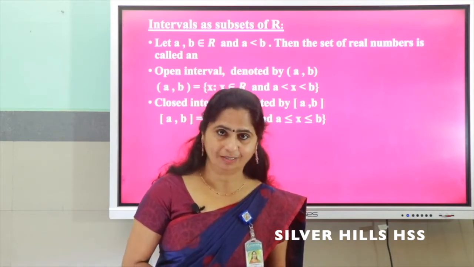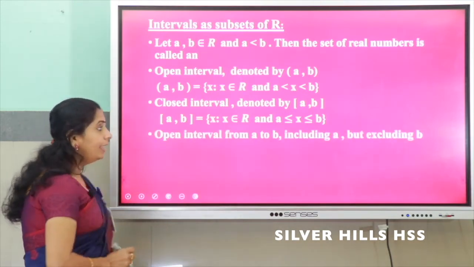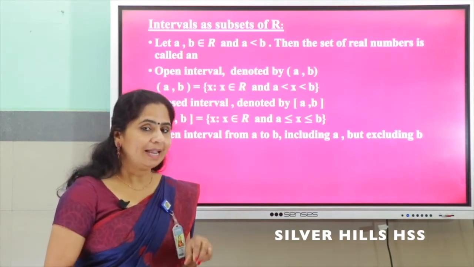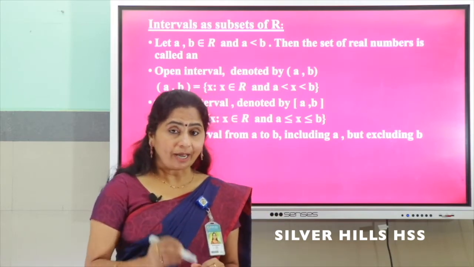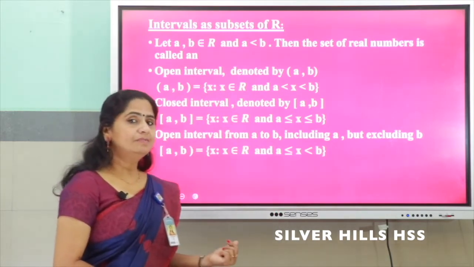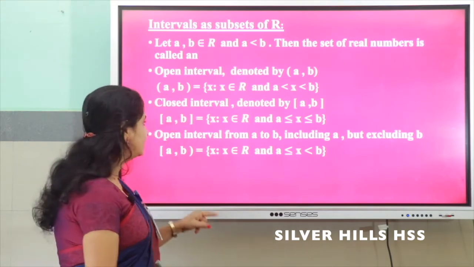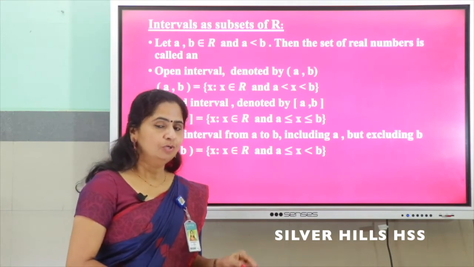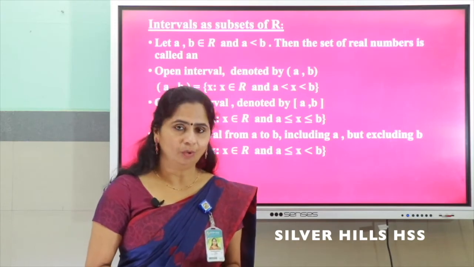Next, the interval from A to B including A but excluding B. When we say including A, it has to be a closed bracket. When it is excluding, you have to put an open bracket. So, closed A comma open B is the set of all x belonging to R such that, since A is included, you have to put the symbol as less than or equal to. So, A is less than or equal to x less than B because B is not included.